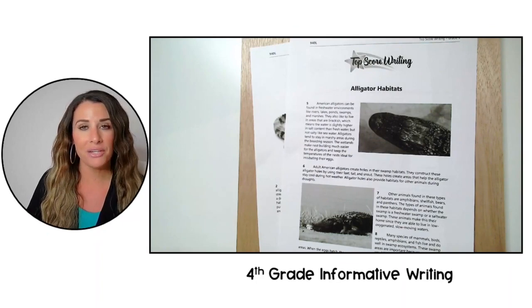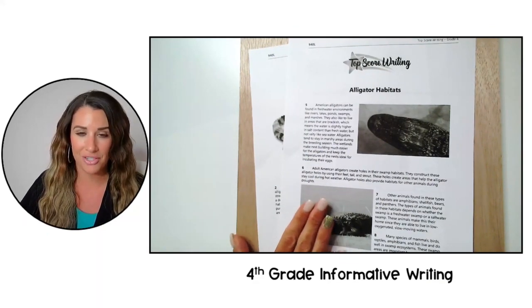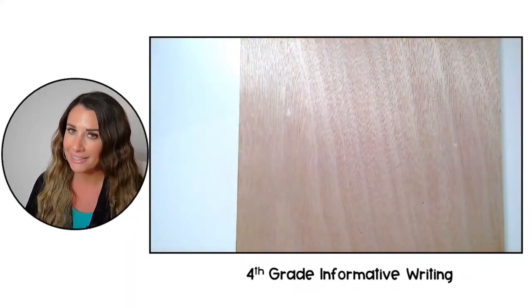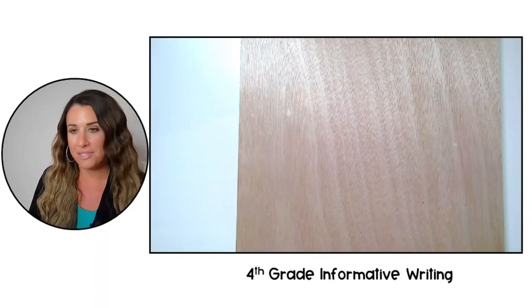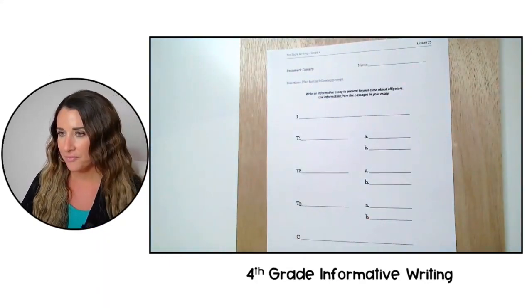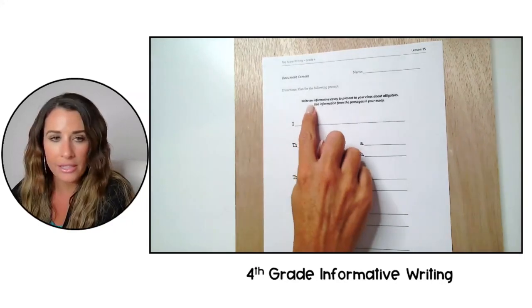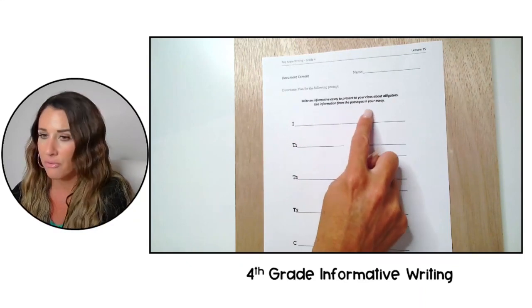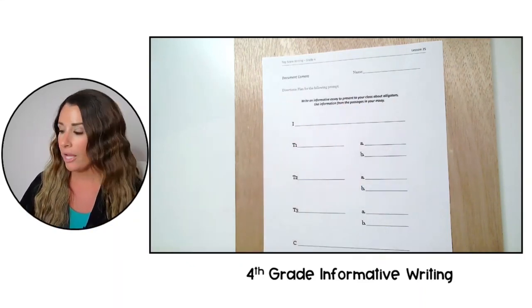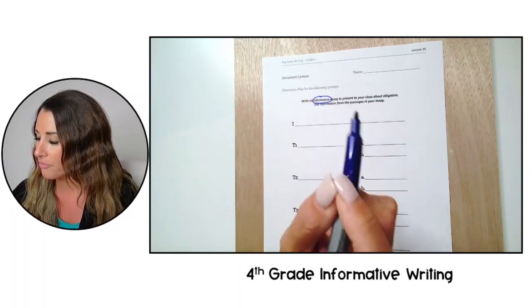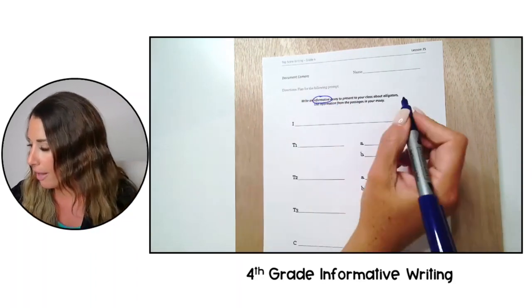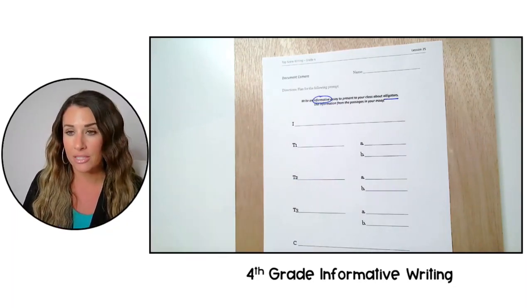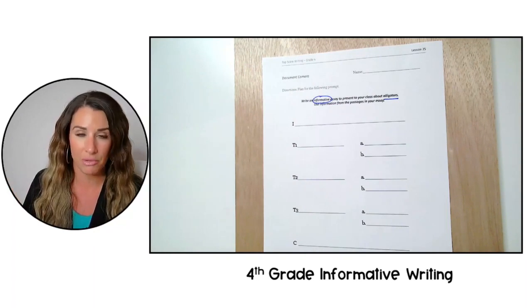Okay, if you're back on the video, that means that you have read both of these passages on alligators. Now I'm going to show you how to plan for this prompt. The prompt says, write an informative essay to present to your class about alligators. Use information from the passages in your essay. Now, I know that my keyword is informative, and I also know that I'm writing about alligators. And when I look at the prompt, it's just general about alligators. It's not telling me anything specific that I need to write about.